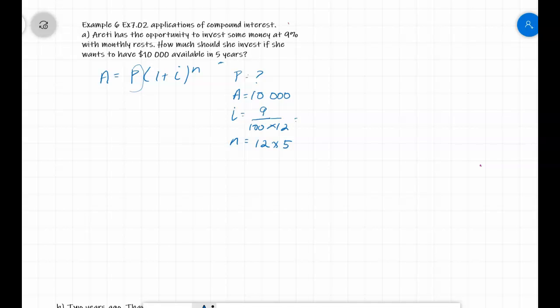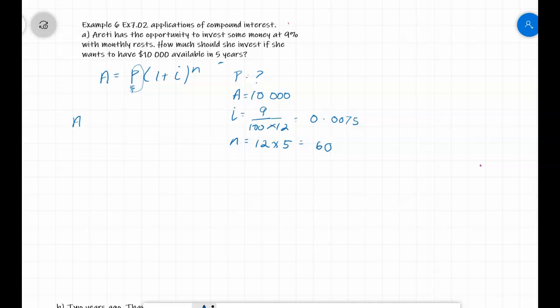So if I pop these two values into my calculator, let me have a look at 9 divided by 100 divided by 12 in my calculator is 0.0075. Alright, so now I've got all the values for this. I can come back and substitute them in, and we're going to be solving for P.